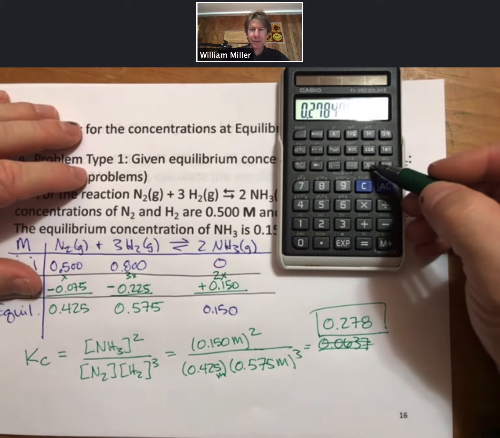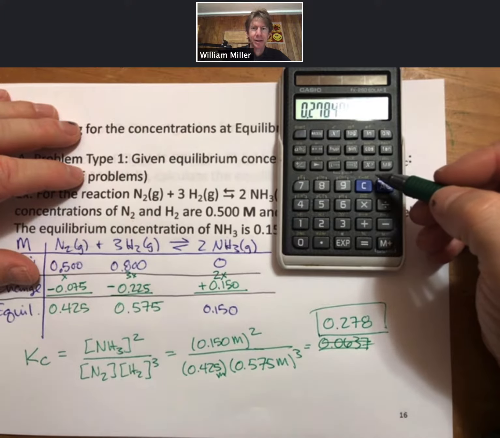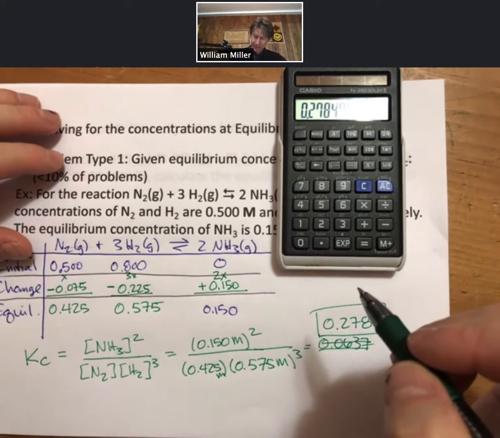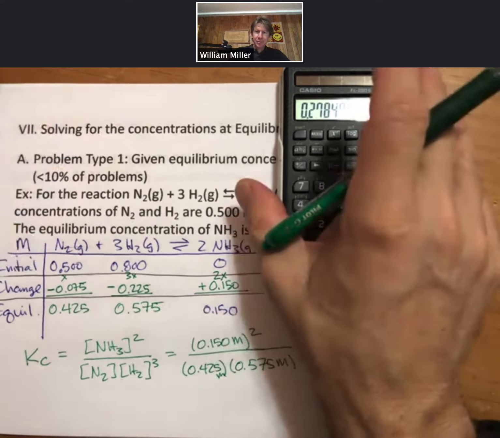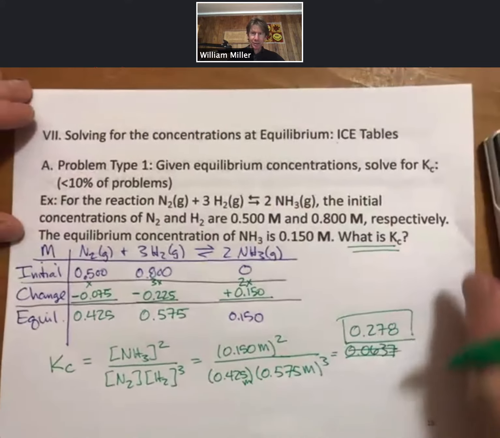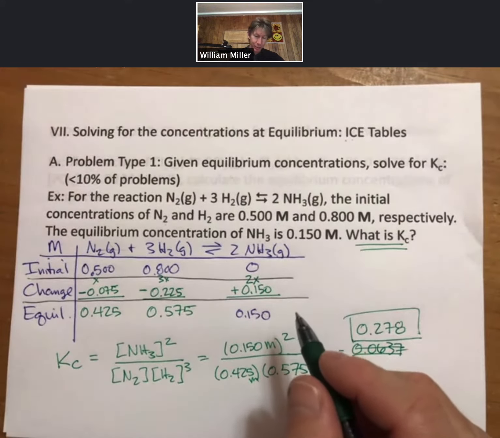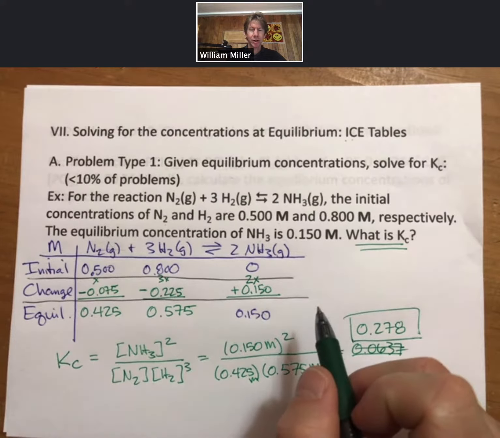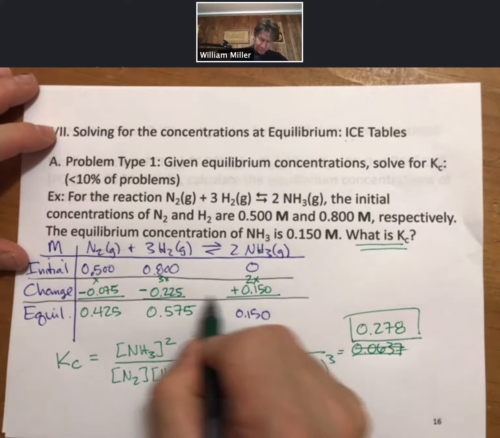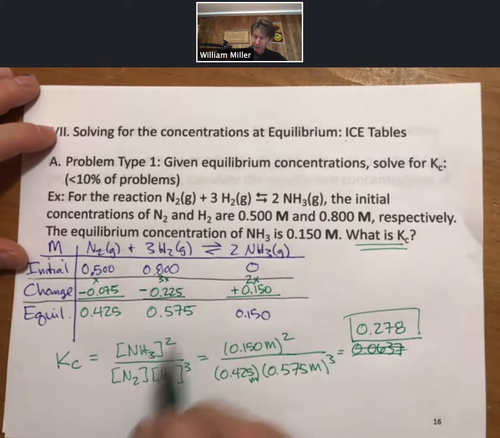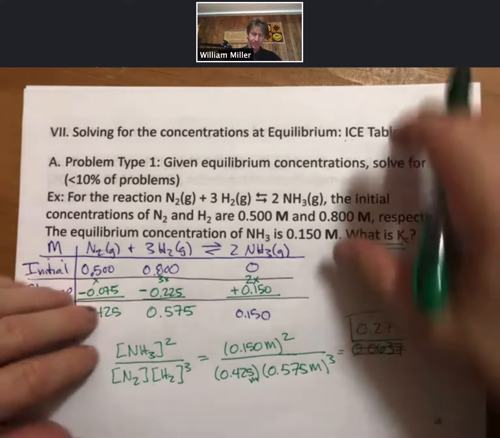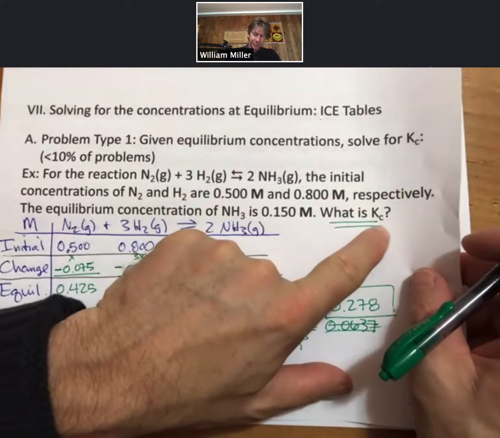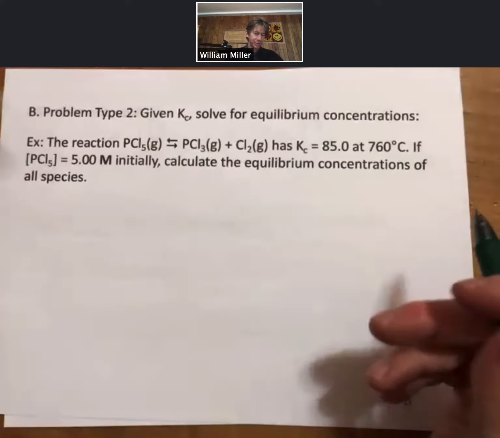I'm not very comfortable with the x to the y button there, so that is the right answer. So that's the first type of problem. Not too bad. It's our first ice table, and this would be what could be called an ice table with all numbers, because from the problem statement we could put in all numbers right away. And that's also called solving for Kc type of ice table problem.